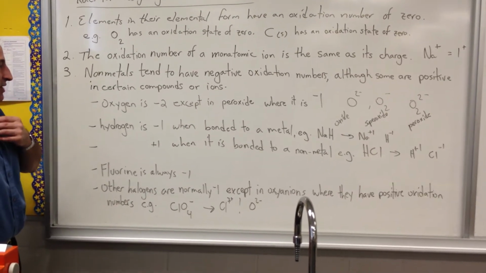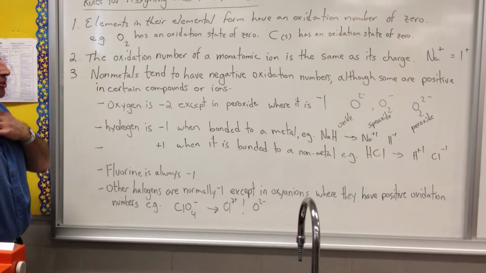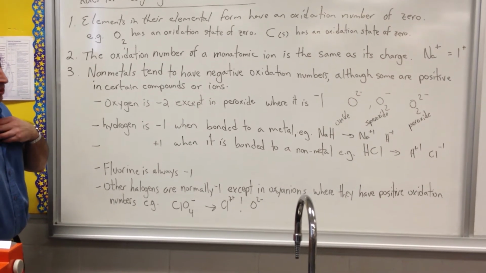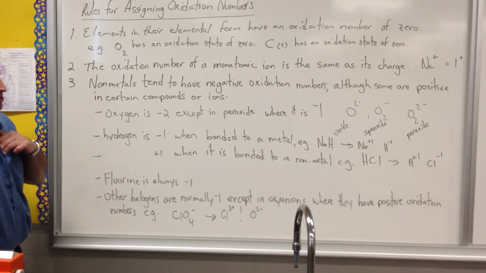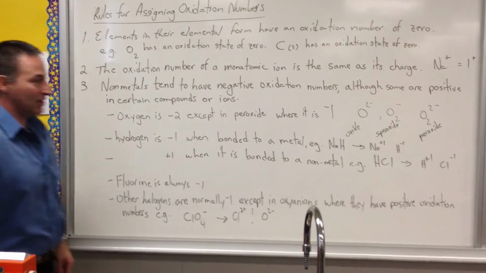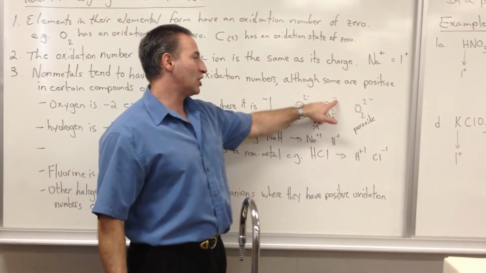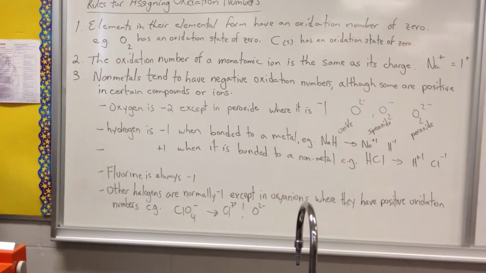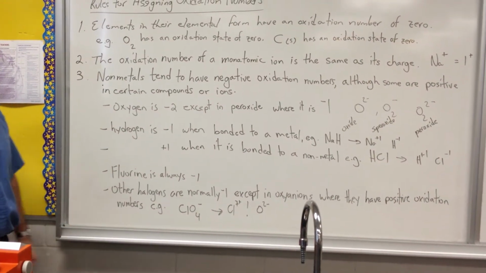Oxygen is -2, except in peroxide, where it is -1. In superoxide, the oxygen will actually have a -1/2 oxidation state, because you have two oxygen atoms sharing a -1 charge. So you don't necessarily have to have integer values. Sometimes you'll have partial oxidation states.